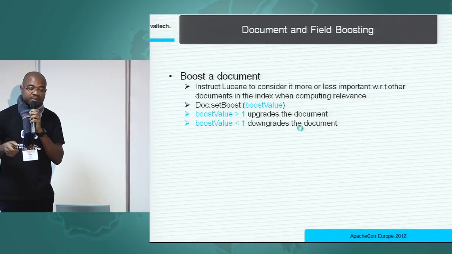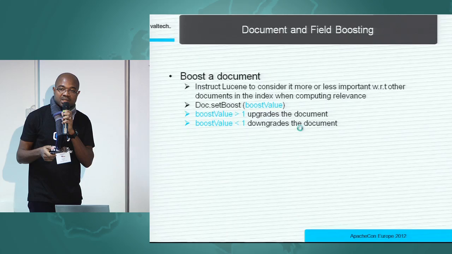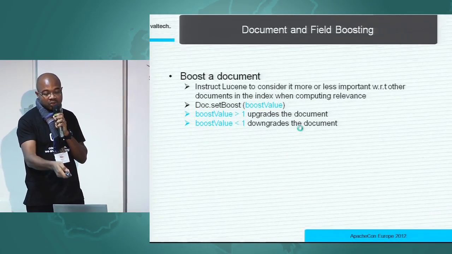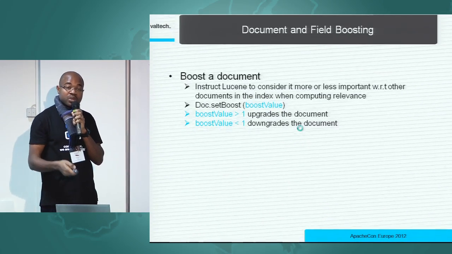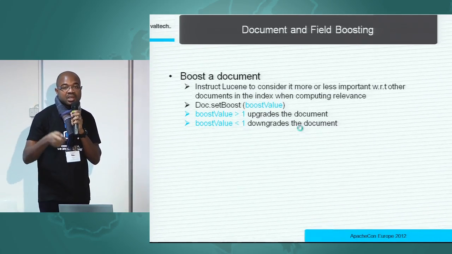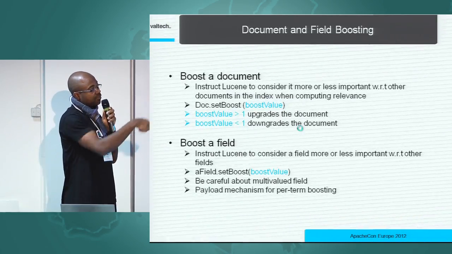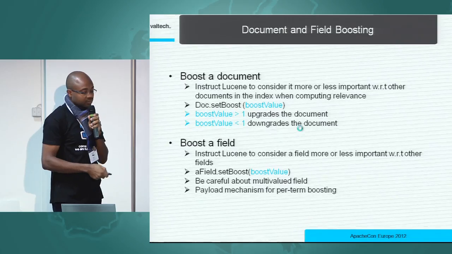You also have an option for boosting your document, so you instruct Lucene to consider it more or less important with respect to other documents in the index when computing relevance. So you just say document.setBoost. If the value is greater than 1, you upgrade the document. If it's less than 1, you are downgrading the document. And you can do the same for a field in your document.